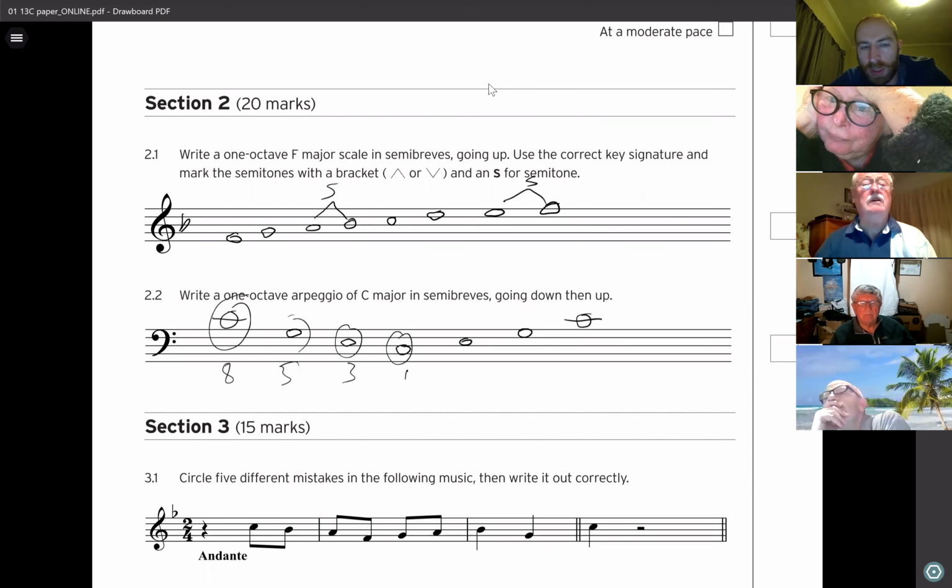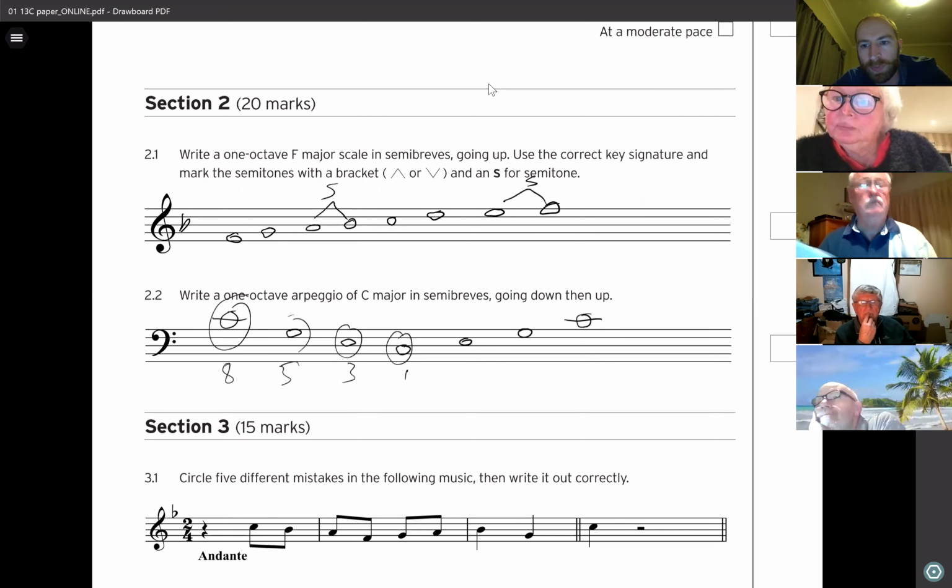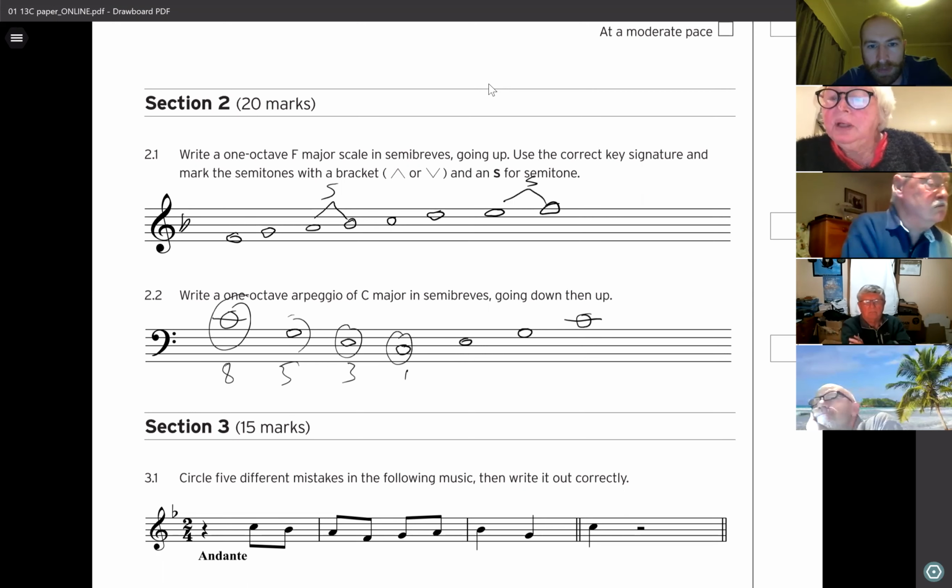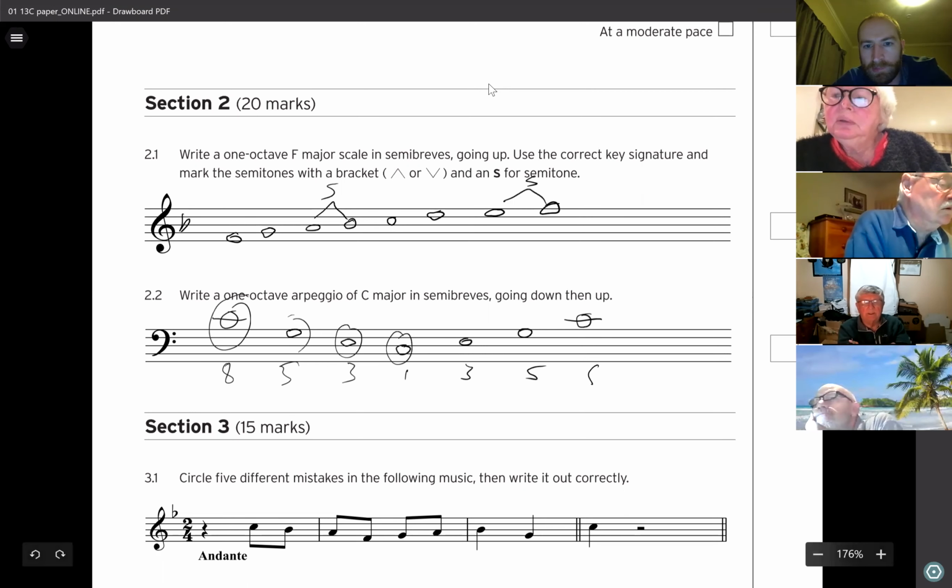The third note of the scale, if we're going up the scale from C, we've missed out D and we've got to E, right? So E is our 3. Then we miss out F and we get to G. So G is our 5, 8. Then 8, 5, 3, 1, and then going back up, 3, 5, 8. 1, 3, 5, 8. Okay.